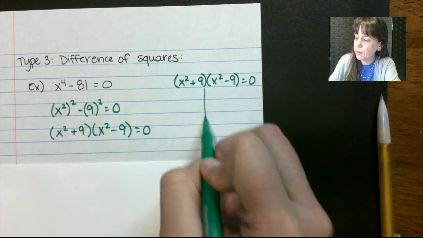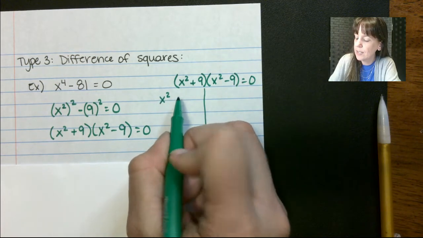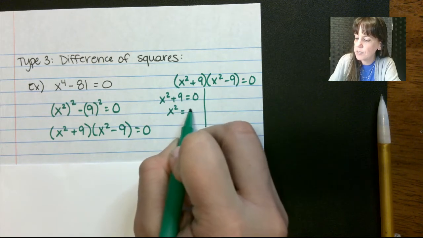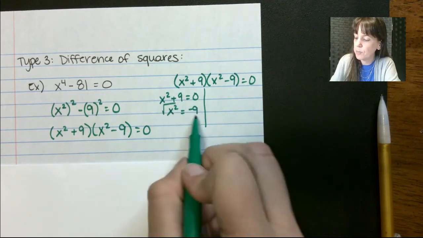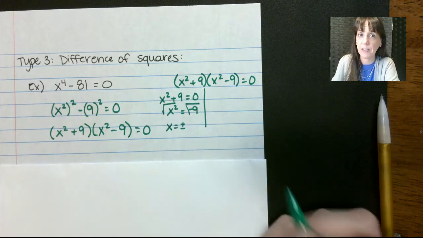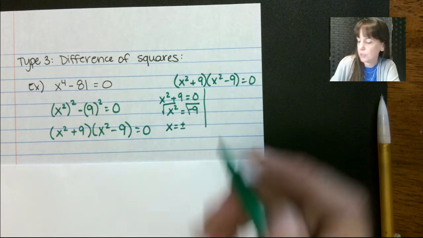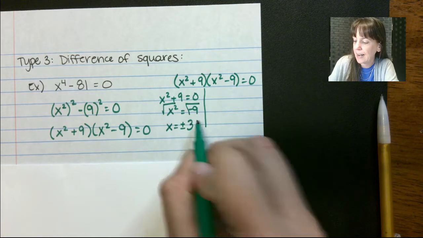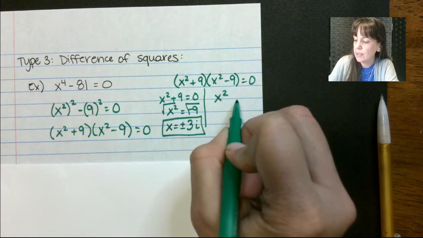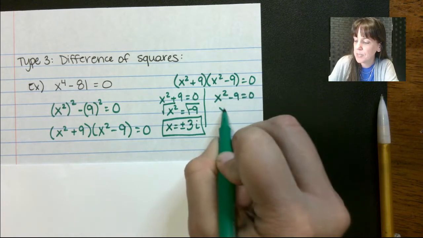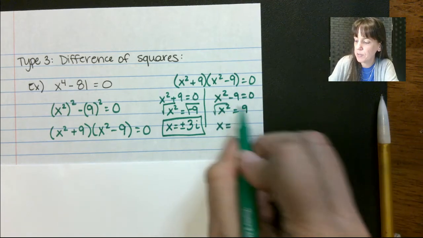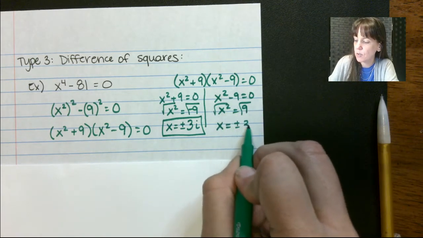So use our zero product property. We say x squared plus 9 equals 0, which means x squared equals negative 9. Square root both sides, we get x equals plus minus, because we're taking it out of the radical, and that's a negative 1 underneath there, so this is going to be 3i. Over here we have x squared minus 9 equals 0, which means x squared equals 9, which means x equals, square root both sides, we get x equals plus minus 3.